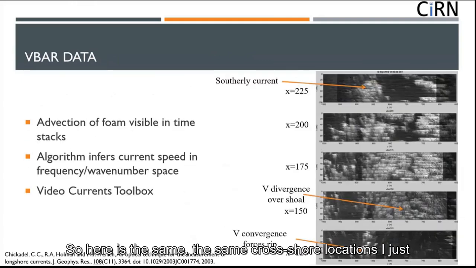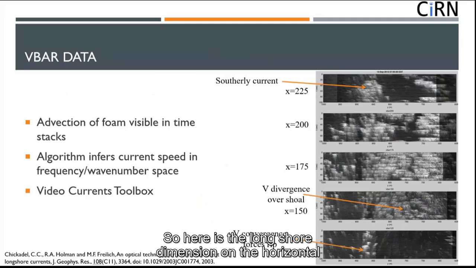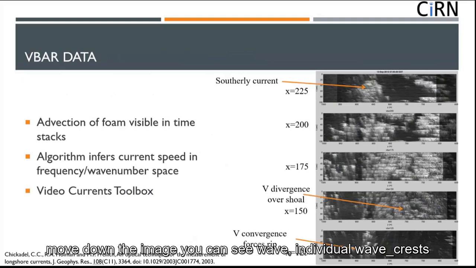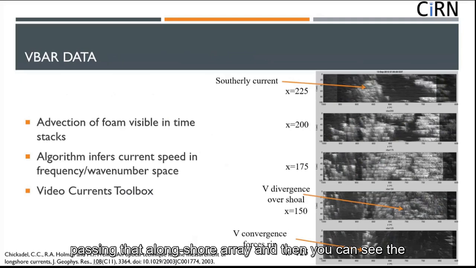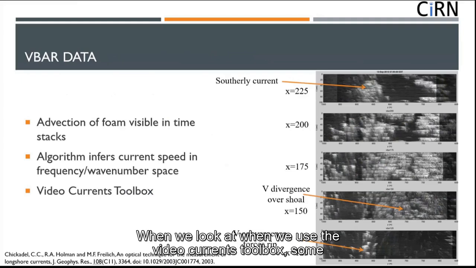So here are the same cross-shore locations I just showed you, and we're looking at the residual foam as waves are passing. So here's the alongshore dimension on the horizontal axis. The vertical axis is time, so moving forward in time as we move down the image. You can see individual wave crests passing that alongshore array, and then you can see the residual foam on top. And that's really what we're trying to exploit when we use the video currents toolbox.